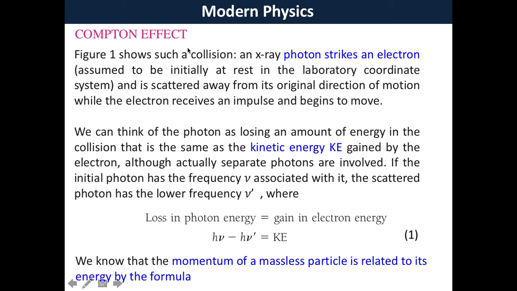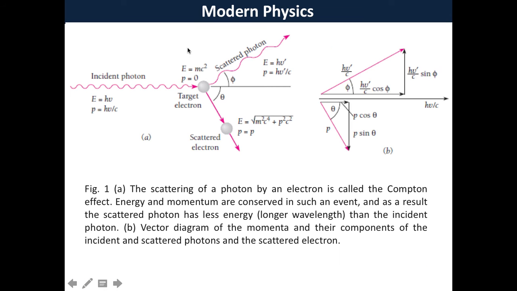Compton effect. Figure 1 shows such a collision. An X-ray photon strikes an electron, and the electron is scattered in this direction and the photon is scattered in this direction. The scattered photon has less energy as compared to the incident photon.